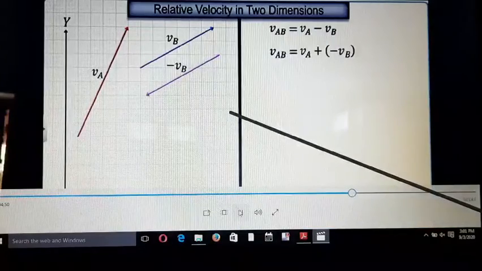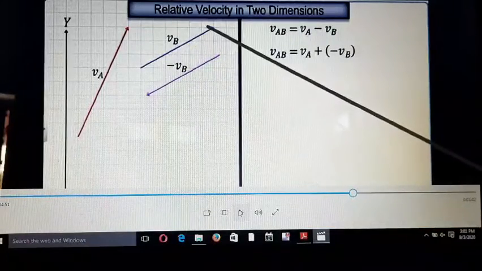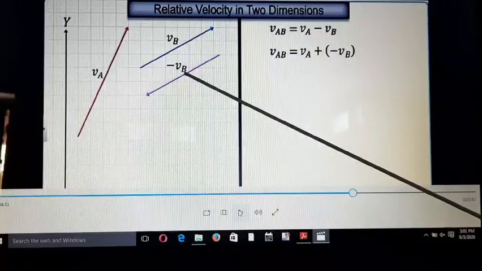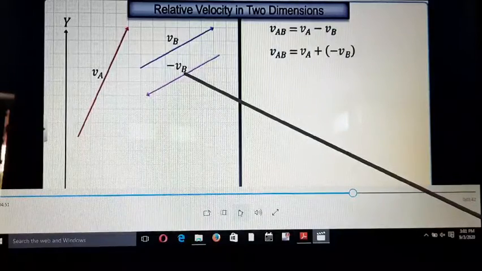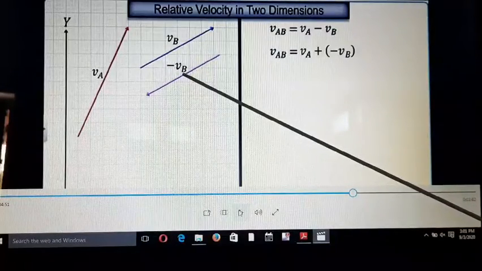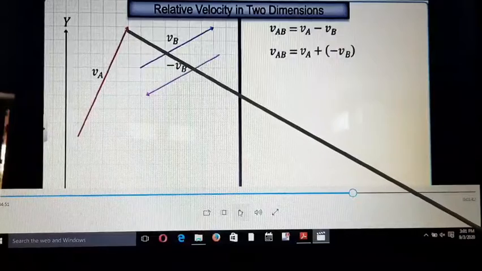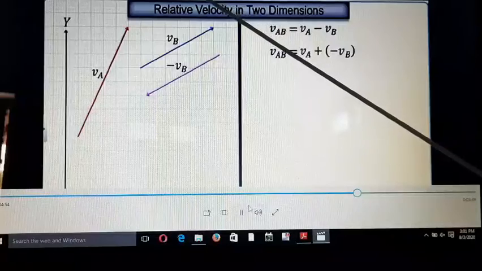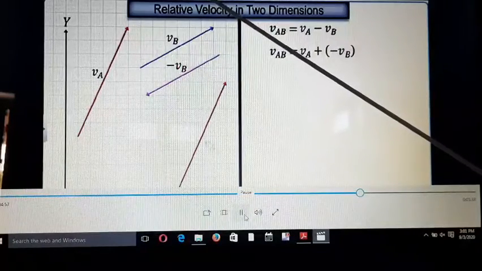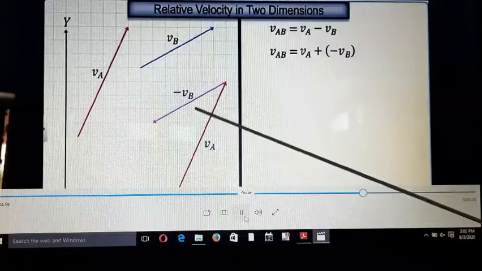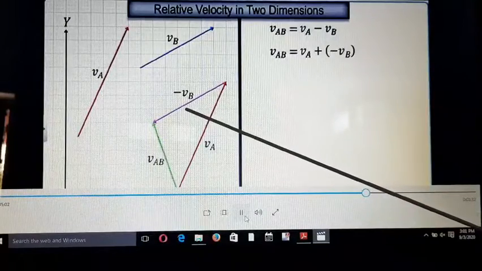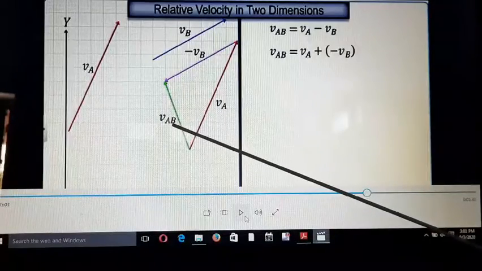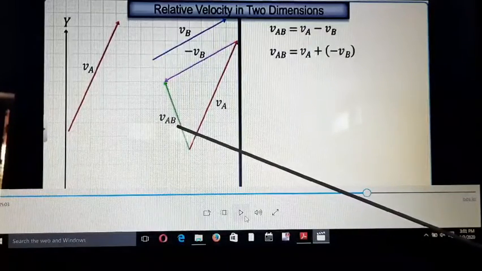First of all, we have vector Vb. This is vector Va. This is the first vector. This is the second vector. So the tail of the second vector is put on the head of the first vector. Look here. This is the first vector and this is the second vector. So now join between them, and we get the resultant vector Vab.